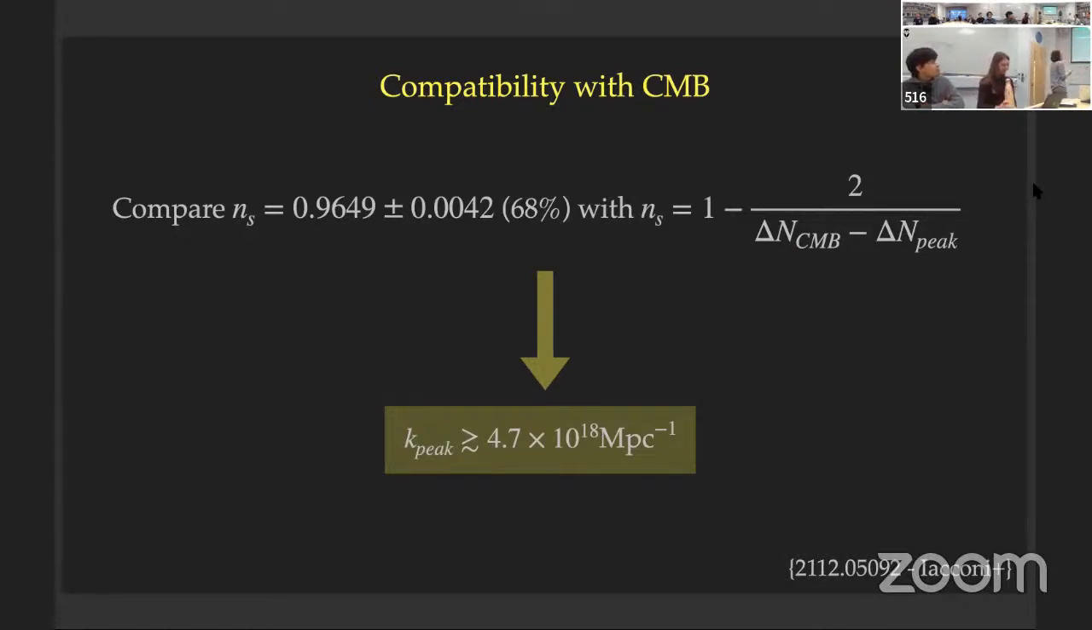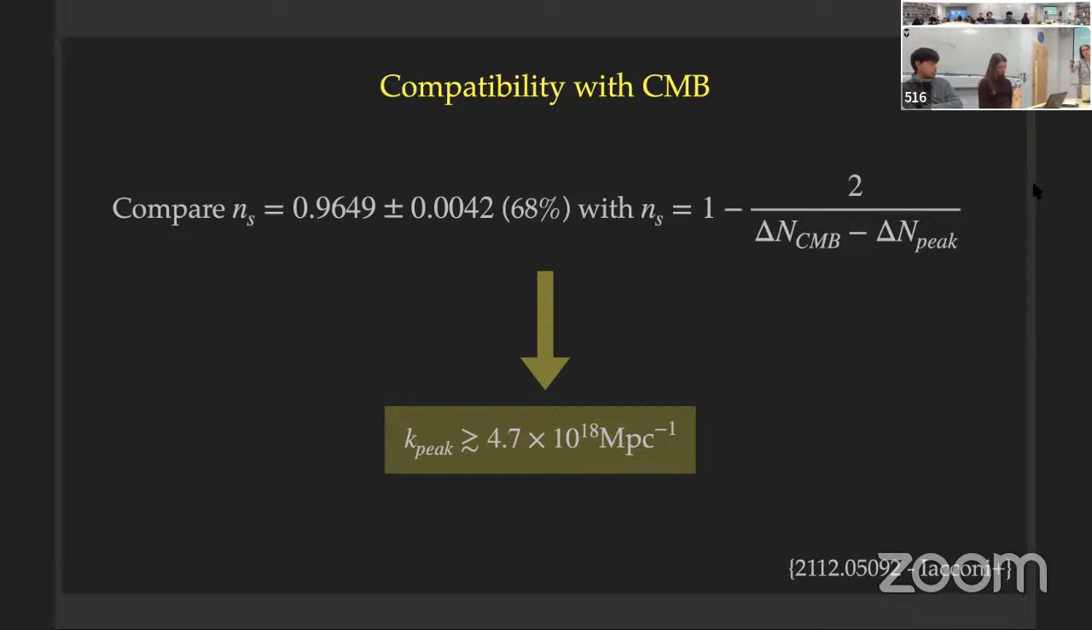So if we want these models that we have looked at to be compatible with the CMB, for example, we want our n_s predicted from these models to be in accord with the measurement of n_s, then this places a bound on the peak scale. So to be in accordance with the CMB, the k peak has to be located at very small scales, larger than 10 to the 18 inverse megaparsec, so very, very small. And this has very big and important consequences for the small scale phenomenology, okay?